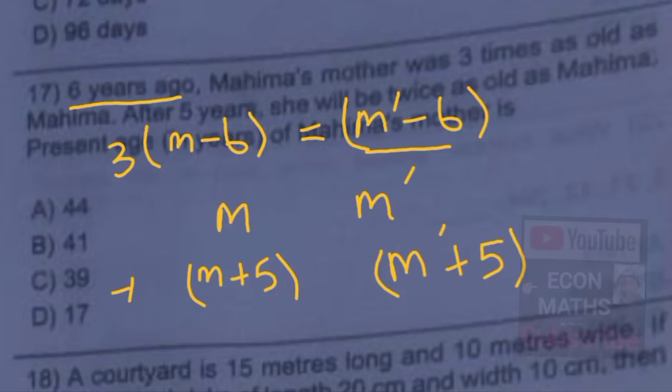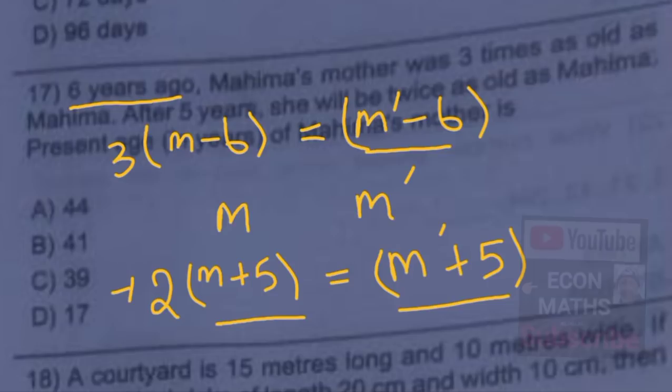Also, after 5 years, the age of Mahima would be M plus 5 and the age of Mahima's mother will be M dash plus 5. And the relationship between their ages after 5 years is that she is twice. So if this is the age of Mahima's mother, then the age of Mahima 5 years later would be 2 times the age of Mahima. So we are here with two equations.